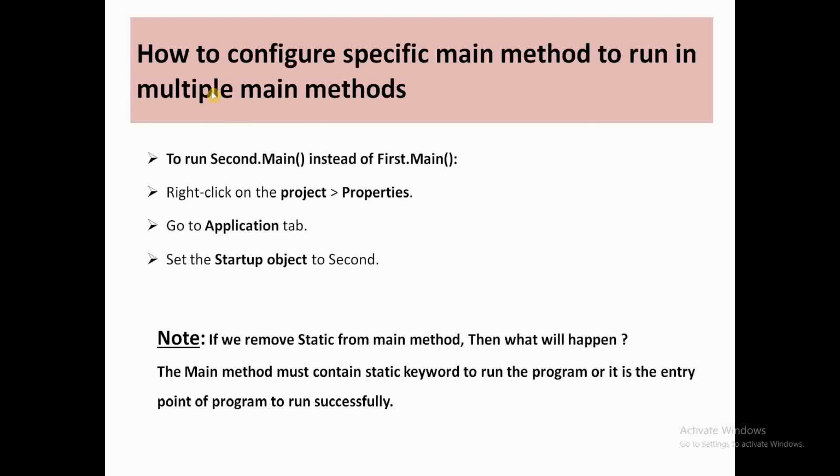Here is how to configure a specific main method to run when there are multiple main methods. If we want to run the second main method, we have to set it in our Application tab and set the startup object, which is the class we want to run. If we want to run the second main method, then we have to put that second main method's class into the startup object.